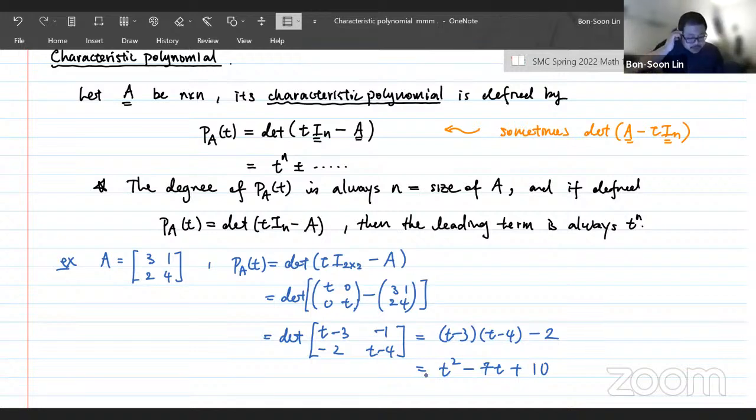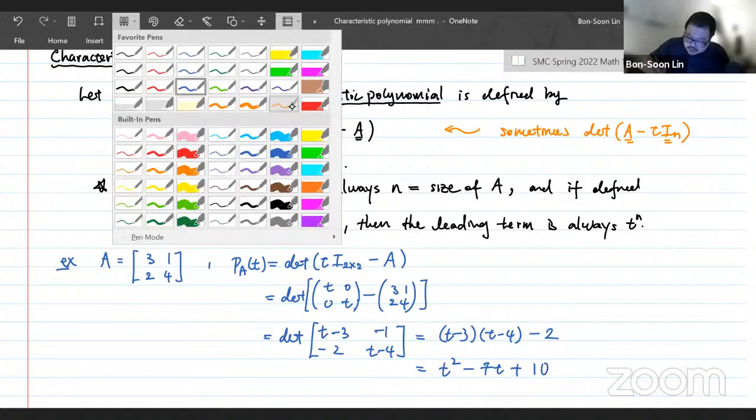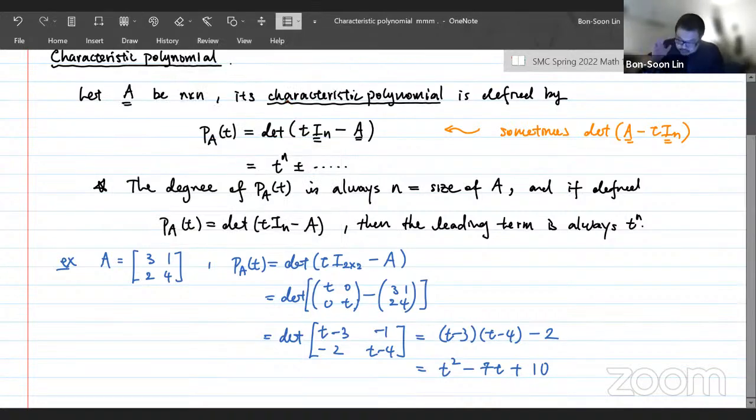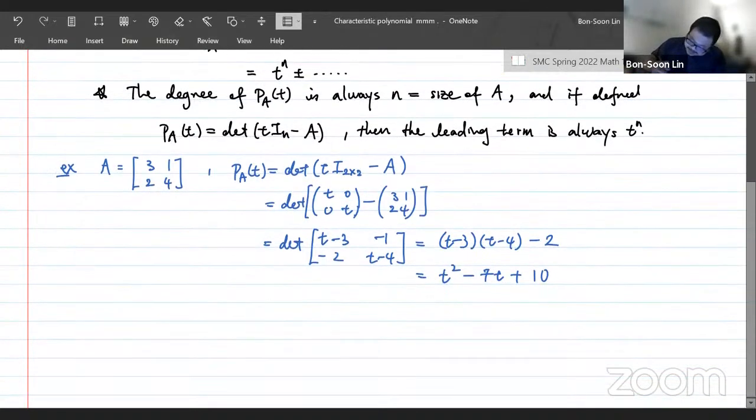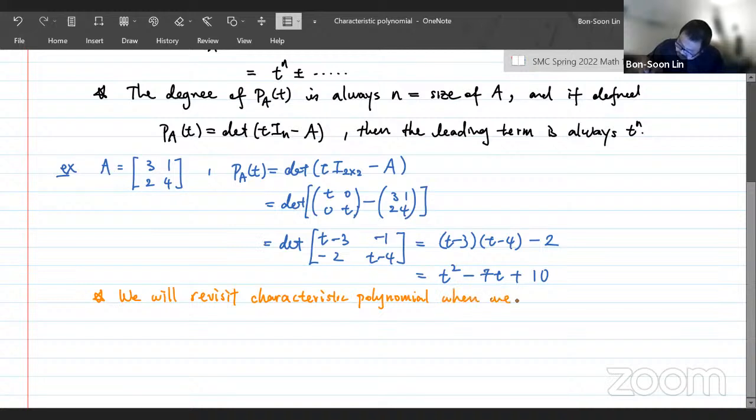Now, a remark is that this polynomial, we're going to use it again later. So don't worry that this is a one-time thing. We will see this later when we discuss this idea of eigenvalues and eigenvectors of the matrix A. So this is a very important concept. We will revisit this characteristic polynomial for sure when we study eigenvalues and eigenvectors.